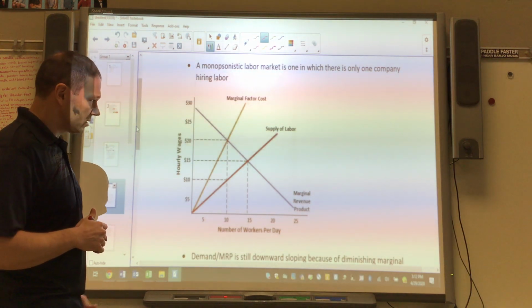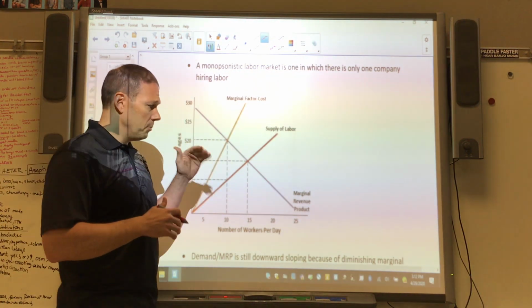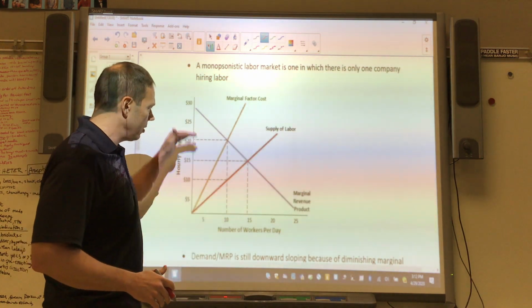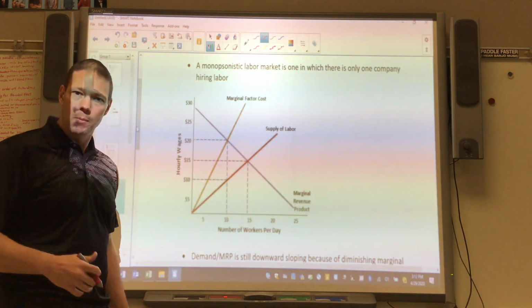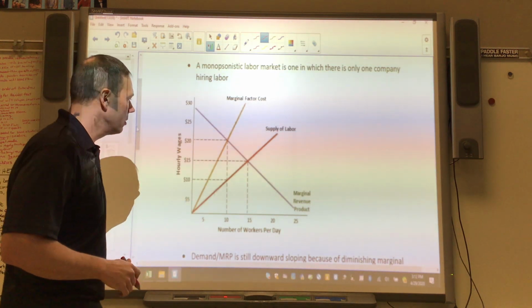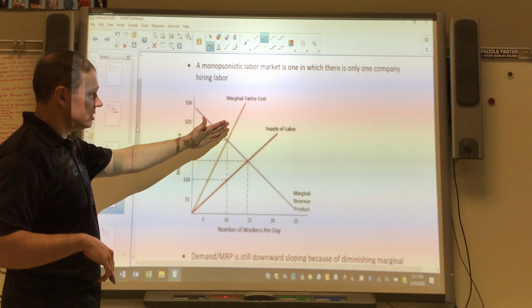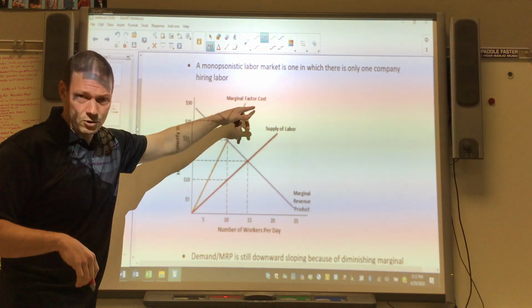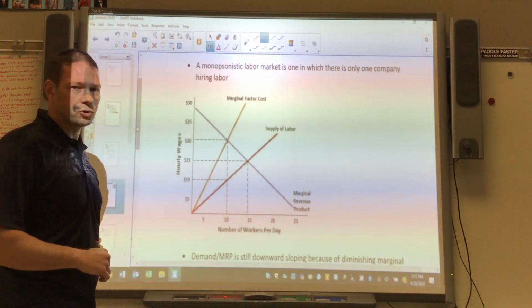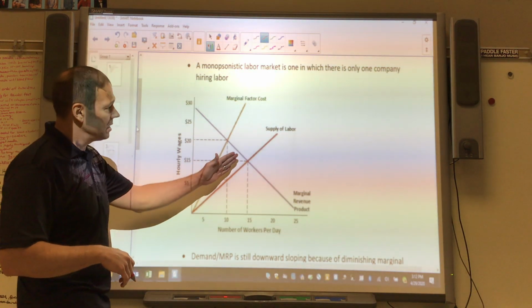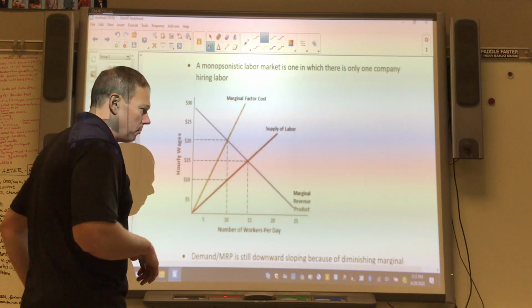So essentially, in the monopsony market, you have your normal upward sloping supply curve. You still have a downward sloping demand MRP curve because of diminishing marginal returns. But the trick here is you'll notice the MRC, they're calling it marginal factor cost. That's the same thing. Sometimes I call it marginal resource cost. Sometimes you see it as marginal factor cost, same thing. Anyway, it is higher than the supply curve.